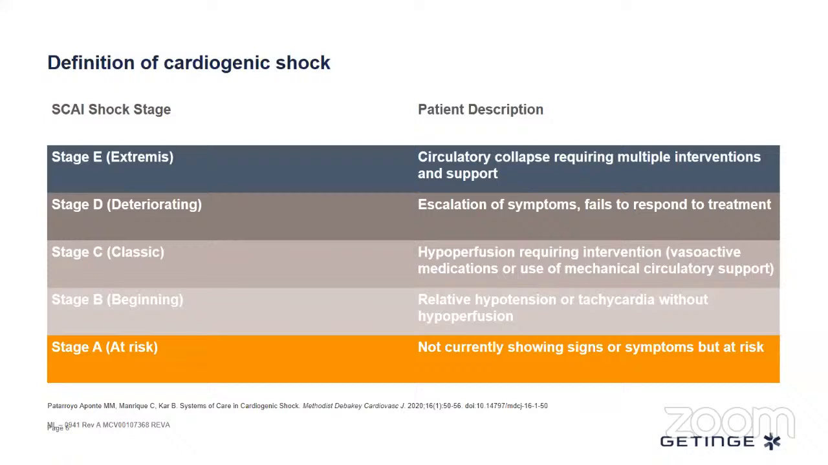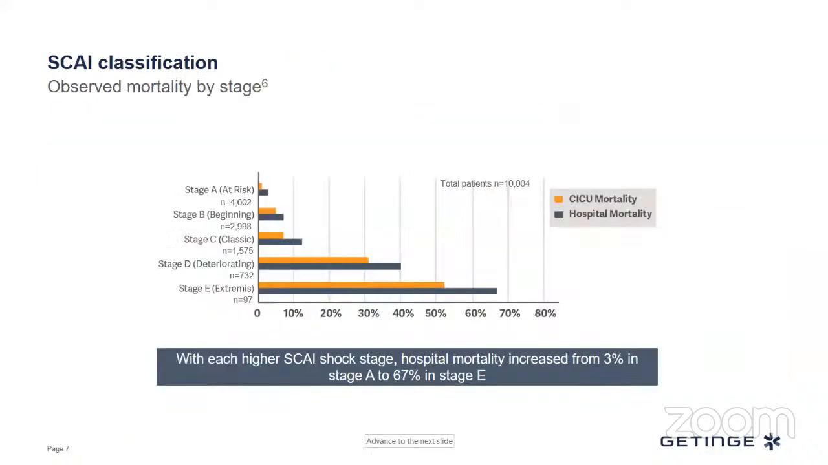Then if you continue, stage D, deteriorating, and they fail to respond to current treatment and they require even more support. And here I'm thinking about if you haven't started a balloon pump yet, you definitely should have started before. Maybe look at left ventricle offloading. You can even think about, depending on the situation, ECLS and so forth. And of course, extremis is the one where you're looking at resuscitation circumstances.